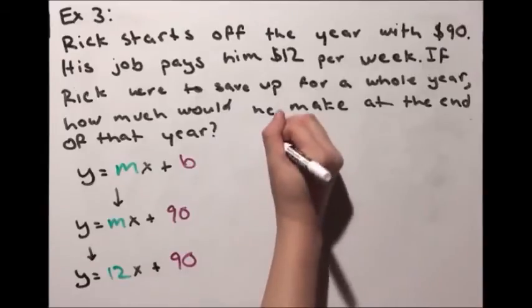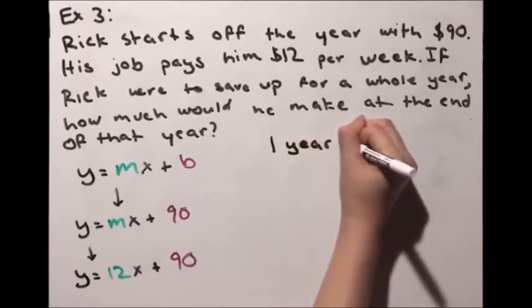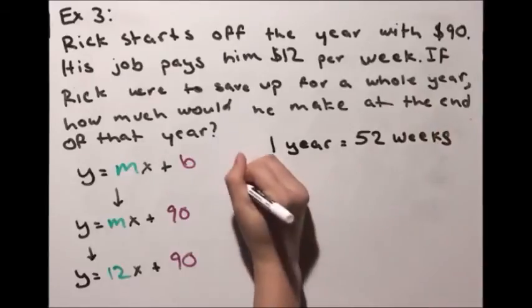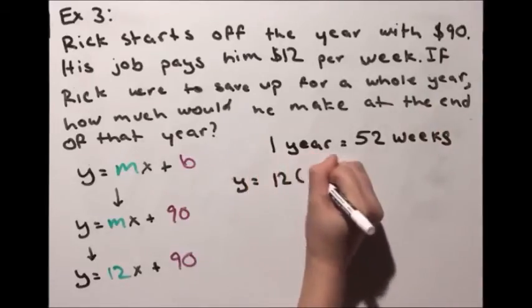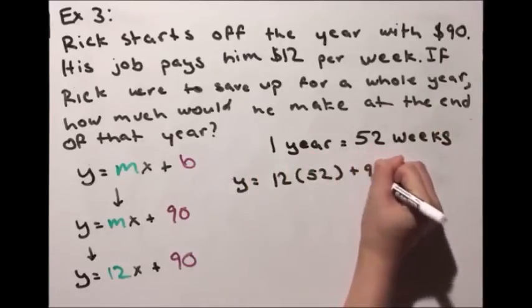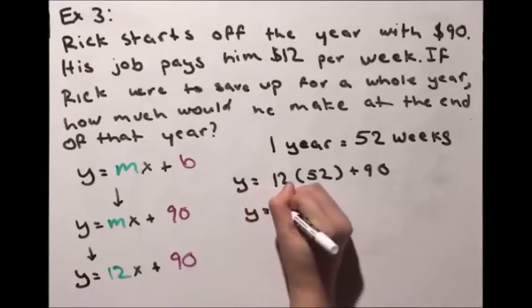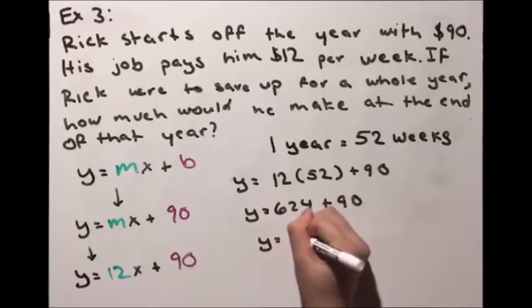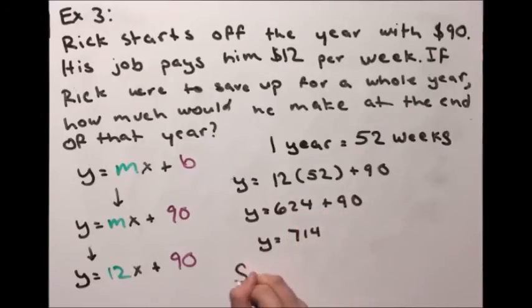Since the problem asks for a total amount in a year, but the equation we have is in dollars per week, we need to change 1 year into 52 weeks. Now 52 can replace our x value since the problem asks for the amount made by the end of the year. After solving, you should get $714, which is how much Rick will make in that year.